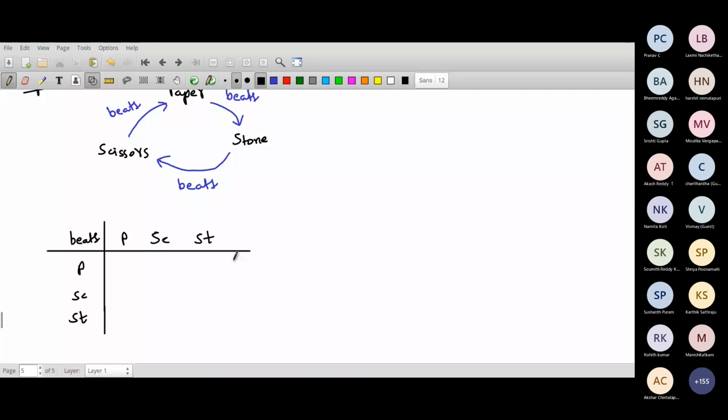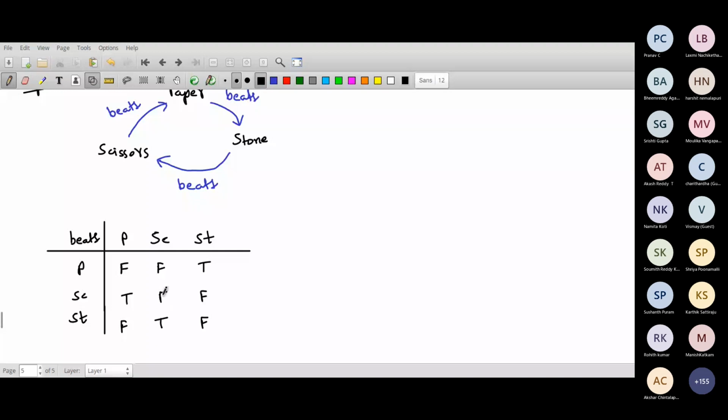So does paper beat paper? No. So here it is false. Does paper beat scissors? No. So that is false. Does paper beat stone? Yes. So that is true. Scissors beats paper? True. Scissors beats scissors? False. Scissors beats stone? False. Stone beats paper? False. Stone beats scissors? True. Stone beats stone? False. Okay.